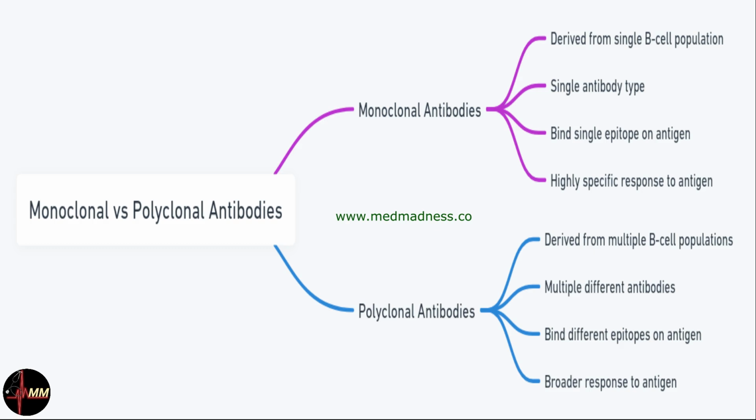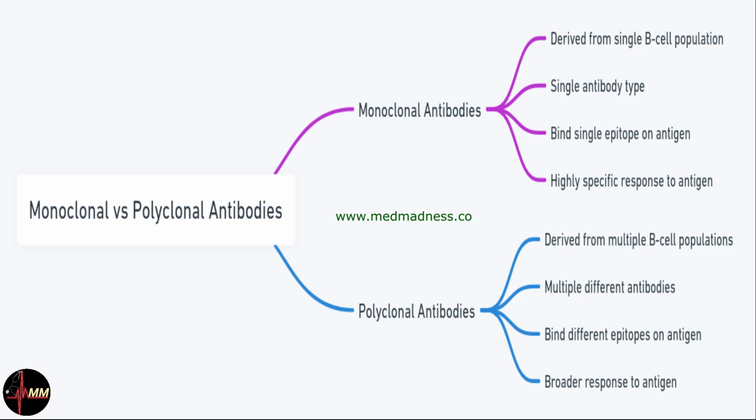Given that our scenario requires high specificity and consistency for the assay, the correct answer is B. Monoclonal antibodies because they bind to a single epitope on the antigen. Monoclonal antibodies will ensure that our assay consistently detects the specific protein marker without interference from other similar proteins.